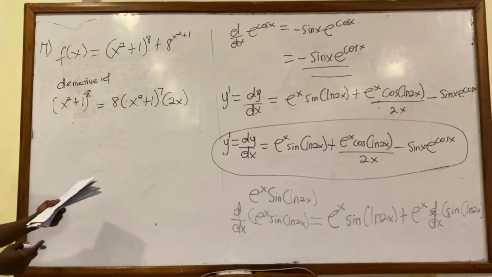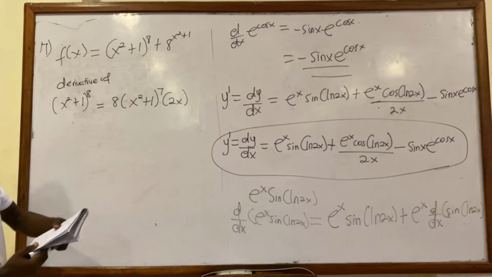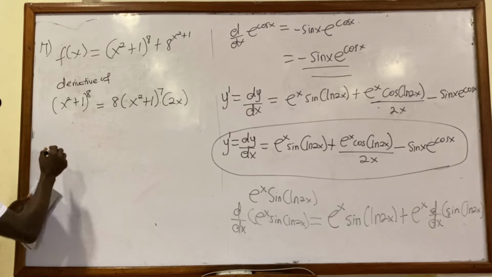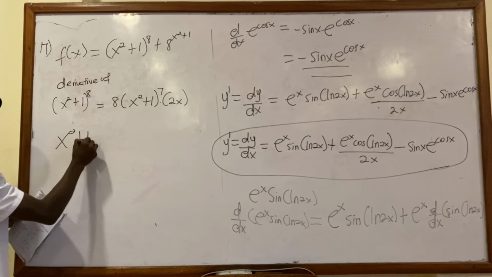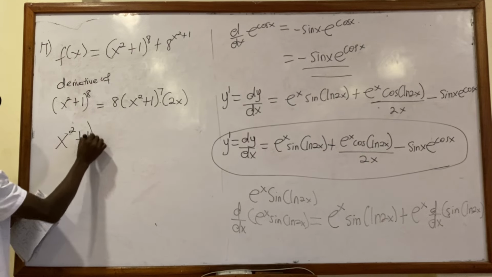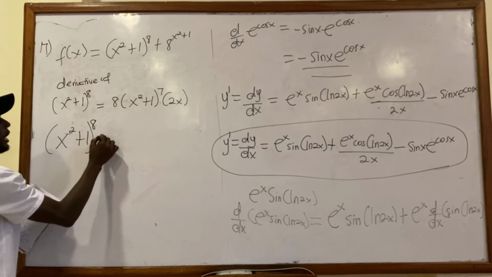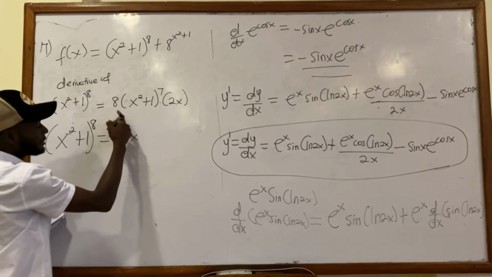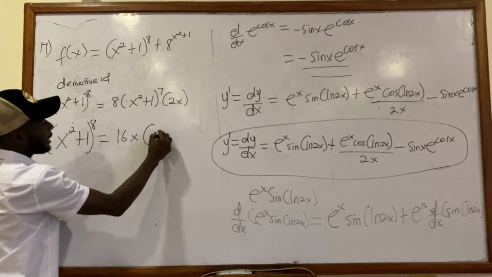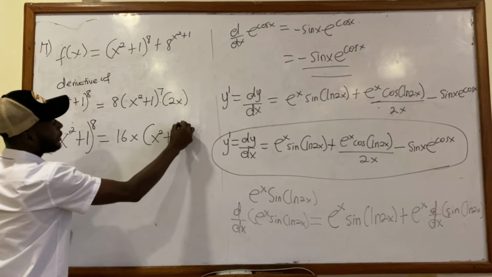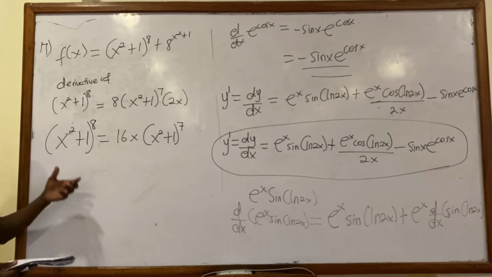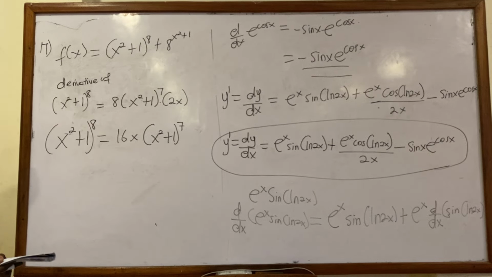So now, let's also differentiate the second term. But first, let's simplify this. We have 16x times (x squared plus 1) to the power 7. All right, let's differentiate the second term as well.